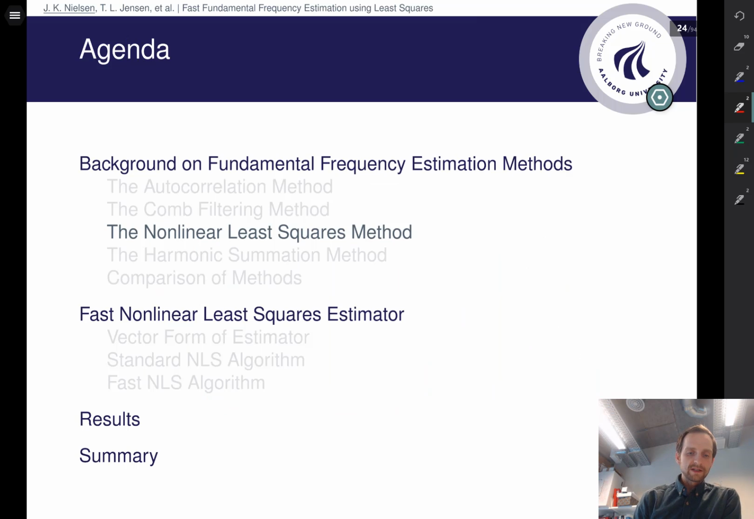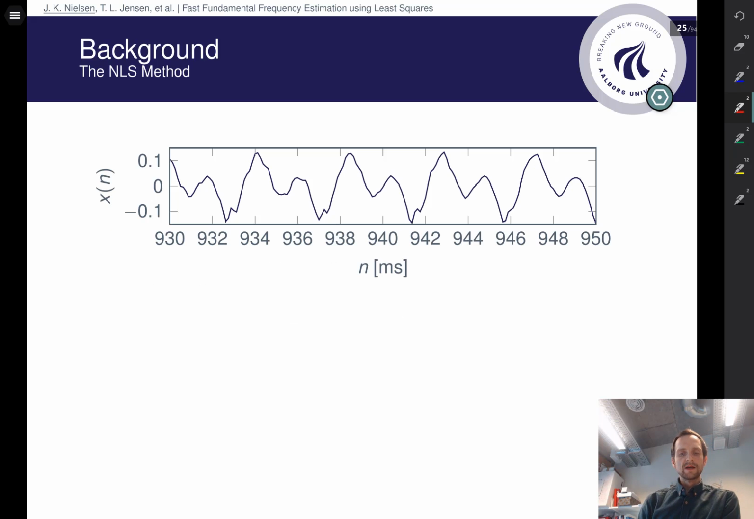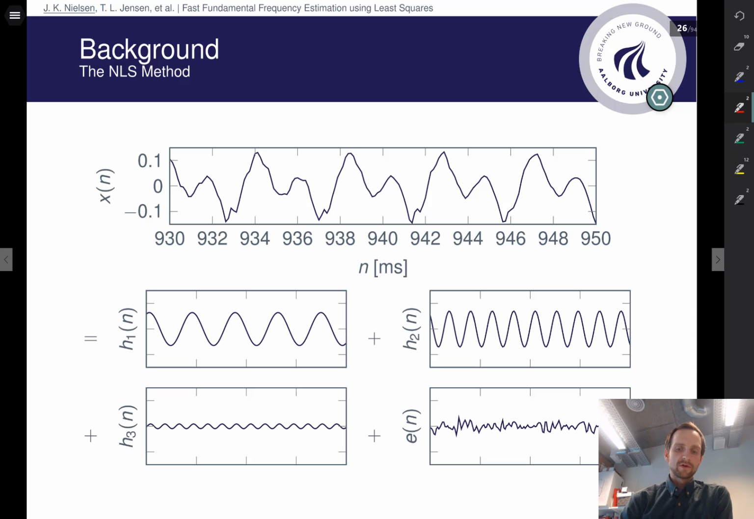Okay, so let's go to the nonlinear least squares method now. That works off a different principle. The way that we can understand it is that first, let's look at 20 milliseconds of a speech signal, and you can see this is approximately periodic. Such a periodic signal, you can decompose into a number of components. Here you have the first component. This is a simple sinusoid, so we could write it as an amplitude and a cosine, and then we have a frequency omega 0 n plus a phase.